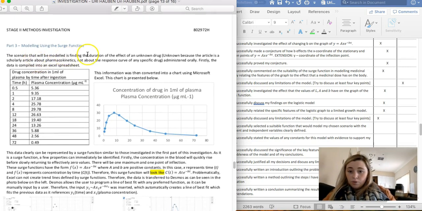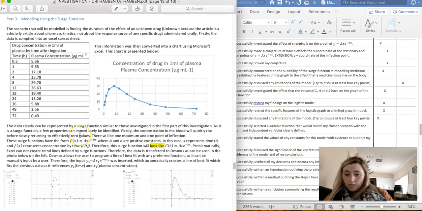The scenario that we modelled is finding the duration of the effect of an unknown drug. Data is compiled into an Excel spreadsheet. So, drug concentration in one millilitre of plasma by time of ingestion. Converted into a chart using Microsoft Excel. Beautiful. Data clearly can be represented by a surge function similar to those investigated in the first part of the investigation.